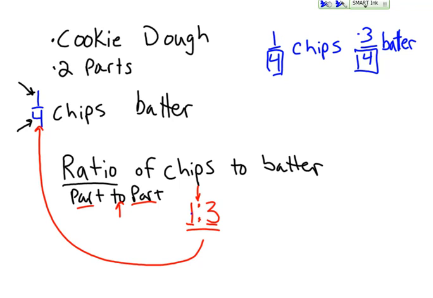So it is the 1 to the 3, and those two add up to the denominator, or the total amount of parts that are in the actual recipe. And one more thing to remember is that the fraction is dealing with part to whole.